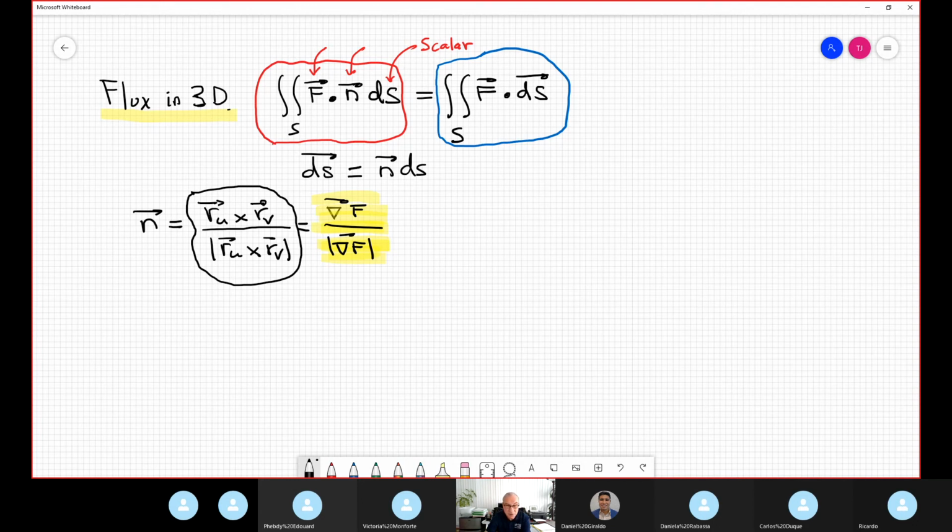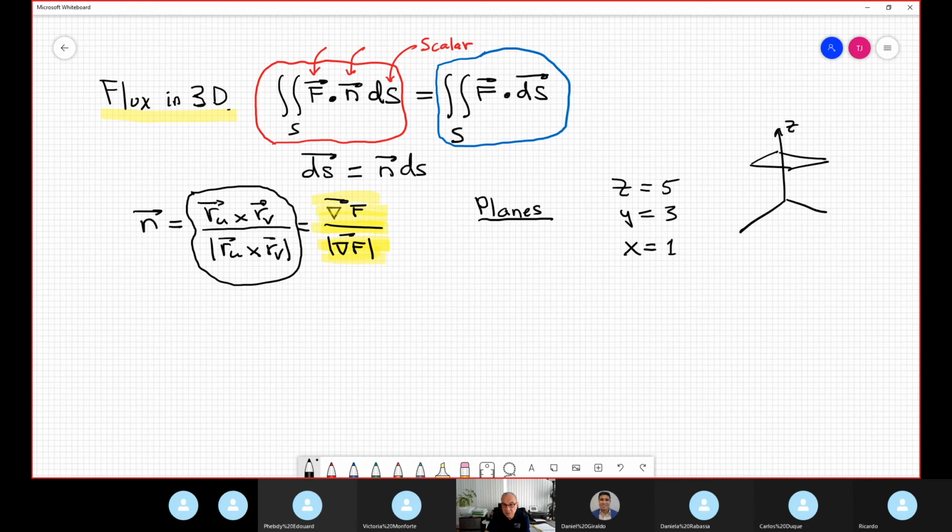The most important surface that you can find in application problems, suppose planes. Well, how do you find the normal vector in a plane? Well, easy. Suppose Z equals a constant, 5, or Y is a constant, 3, or X equals a constant, 1. This is a specific plane. For example, that plane is like that, perpendicular to the Z axis. This plane is perpendicular to the Y axis. This is Z equal 5, this is Y equal 3, and this is X equal 1, like that.